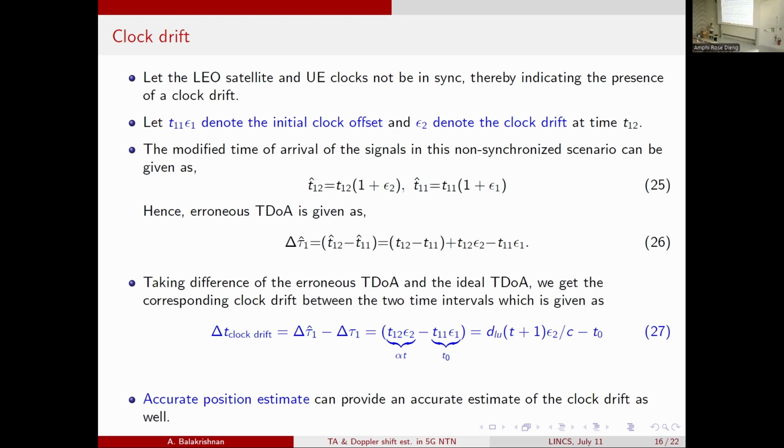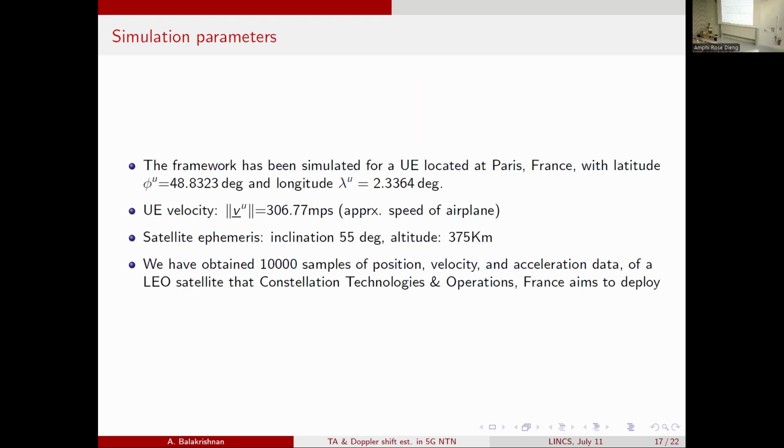And so an accurate estimation of the satellite location, and if we know the UE location, it can also assist in a very intelligent guess of the clock drift as well. Of course, this is considering a linear program. There can be non-linearities, but this is a very preliminary study which we have started. The idea is that through position and velocity estimates, we can estimate the Doppler shift, clock drift, as well as the timing advance, which can be quite useful in the system design of the NTN.